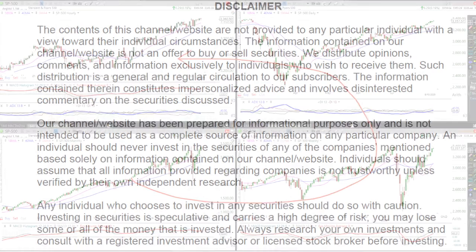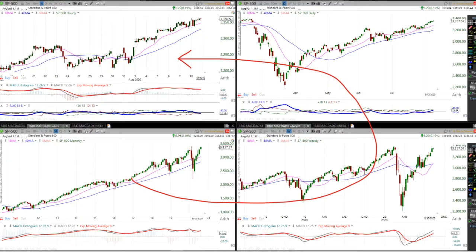Let's get into the charts. I've got an S&P chart here with 4 time frames, and I just want to make sure that I'm stressing how I go about the analysis. The bottom left here is the monthly chart, then bottom right is the weekly, top right is a daily, and top left is the hourly.